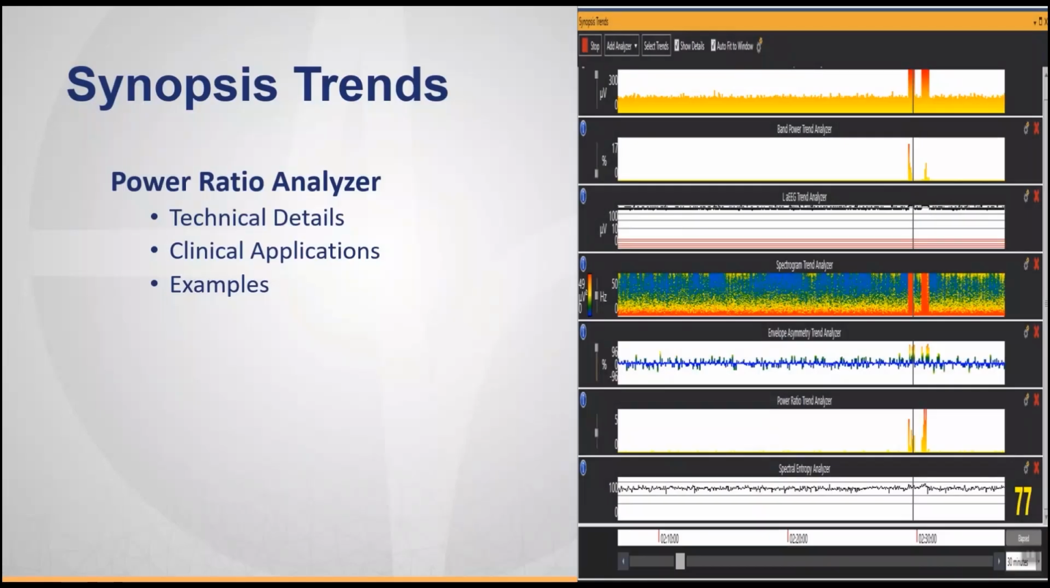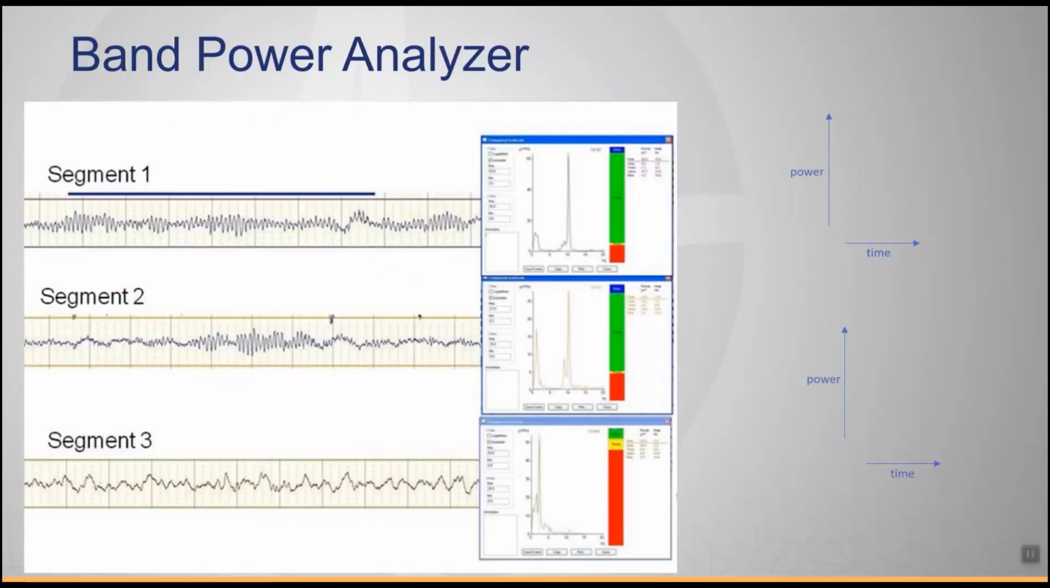Okay, so we've talked about the band power trend. Let's talk about the power ratio analyzer, and we'll talk about technical details, clinical applications, and we'll have an example. So when we talked about the band power analyzer, we took the different segments of EEG, we broke them up into their different frequency bands, and we plotted based on a specific frequency band exactly what we were going to see.